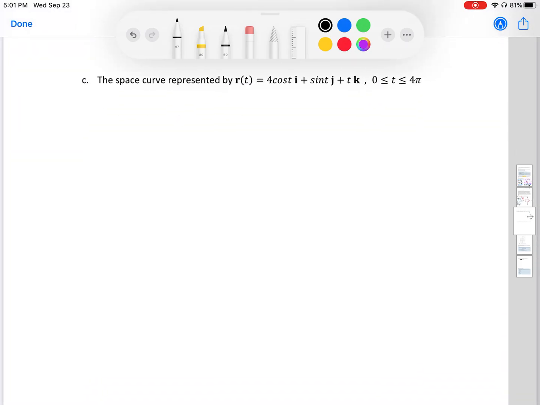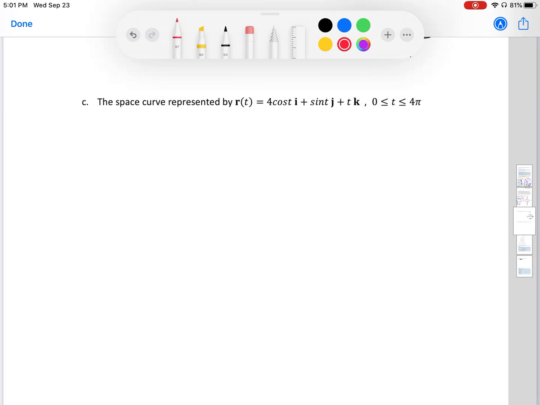Let's go ahead and take a look at this 3D one. So we want to graph the space curve represented by r of t equals 4 cosine t i plus sine t j plus t k. Now these examples are from your book. Your book has an error. It's missing a 4. Why do I say it's missing a 4? Because the image doesn't correspond to its question. So it's missing that 4. All right.